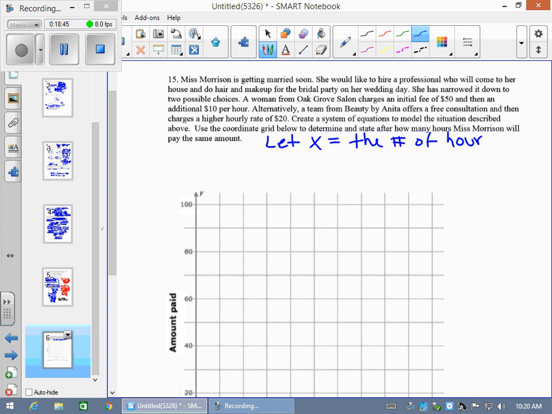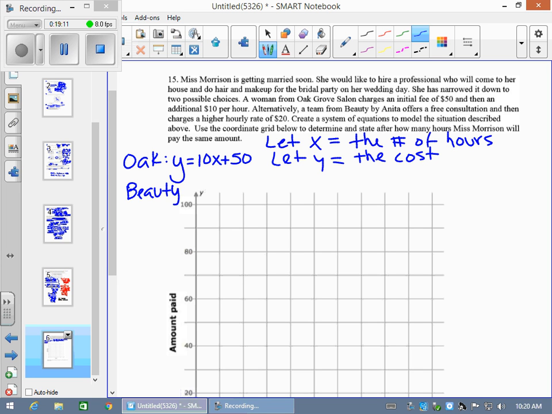So if I look at Oak Grove, the information they gave me was that Oak Grove charged $10 per hour and an initial fee of $50. So that would be y equals 10x plus 50. There's my initial fee, and there's my slope, which is 10 times the number of hours. Then I have Beauty by Anita, and she just charges an hourly rate of 20, so that's going to be y equals 20x with no initial fee. So now my goal here is to graph these two equations.